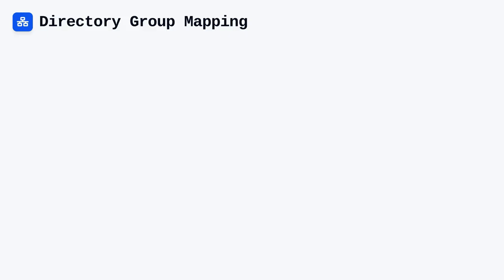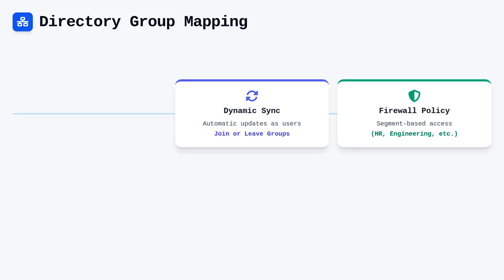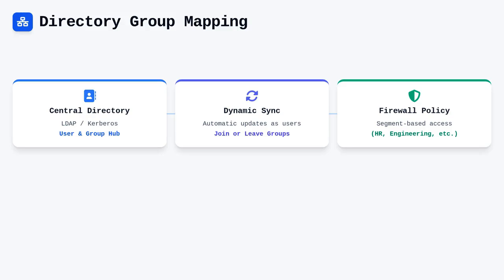Configuring directory group mapping is a critical step in finalizing this architecture, as raw usernames are rarely sufficient for dynamic policy enforcement. By querying the directory services for group memberships, the firewall can apply security rules to entire departments or functional segments, such as human resources or engineering, automatically. As users join or leave these groups in your central directory, the firewall syncs this information, typically via LDAP or Kerberos, ensuring that access levels remain consistent without manual policy updates.